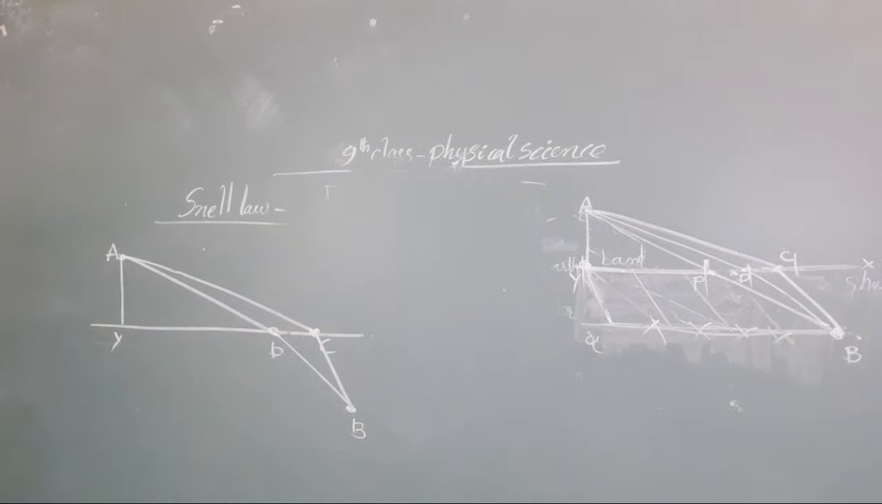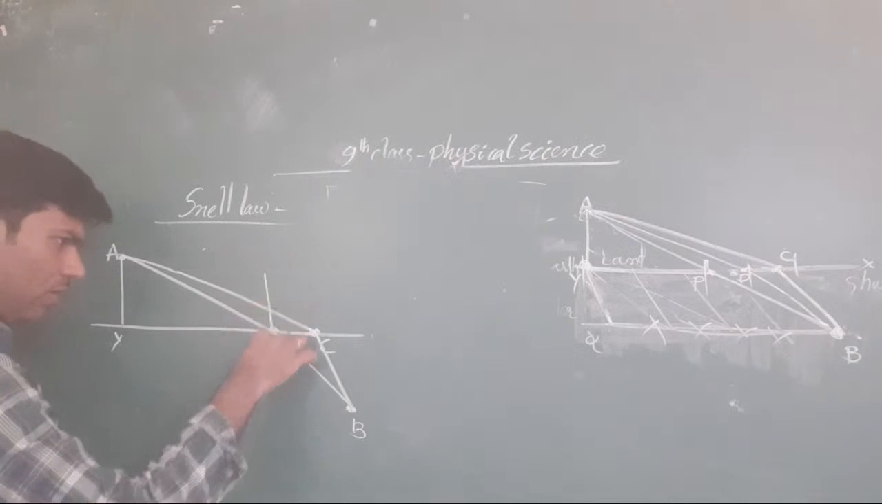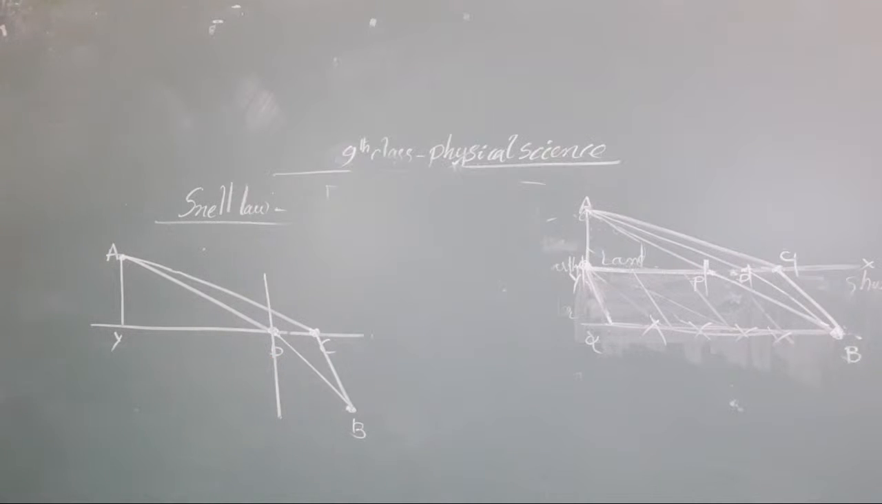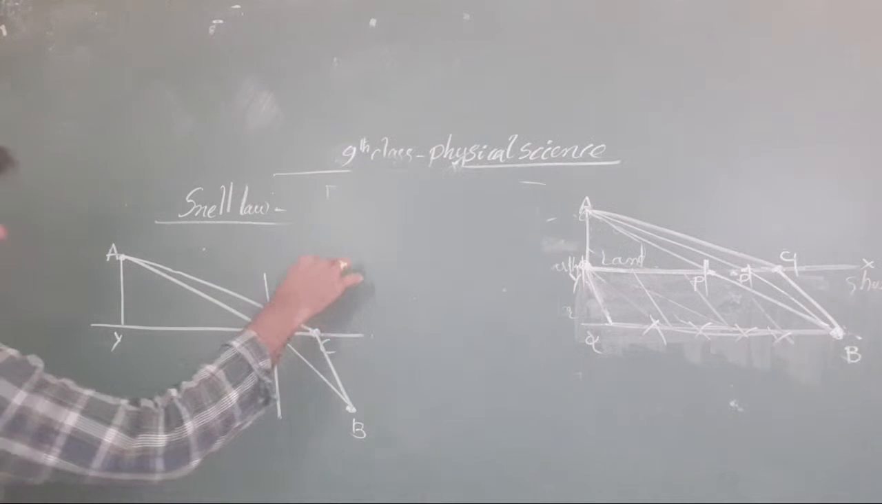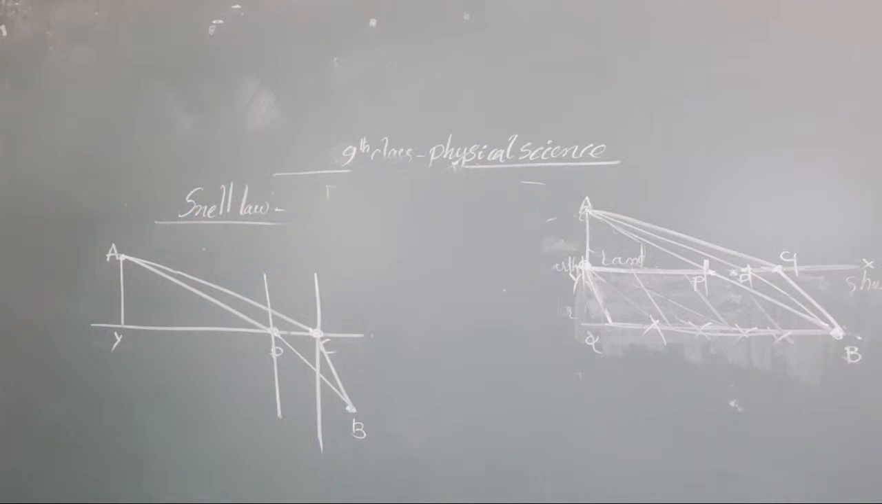Okay, clear or not? Now you have to draw the normal at the incident point D, and you take one more normal at point C. This becomes the incident, and this becomes the refracted. Clear or not, all of you? It becomes the refracted.